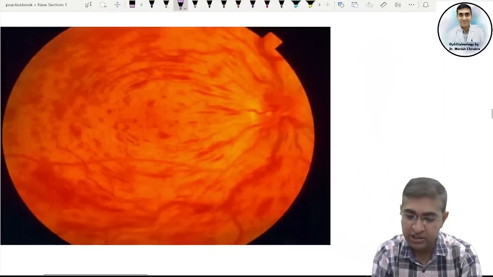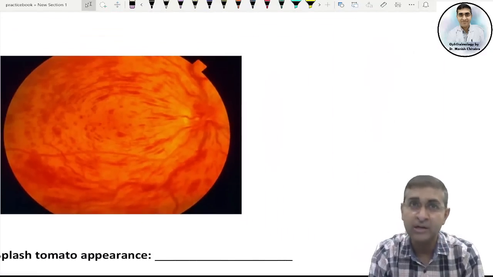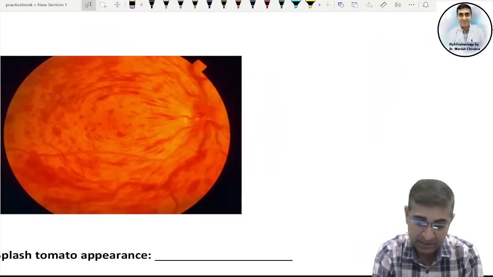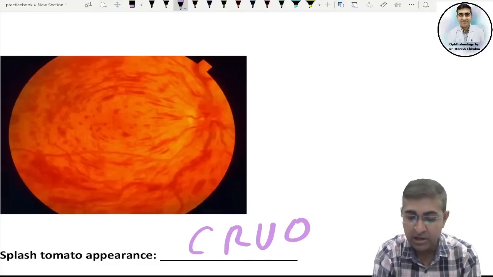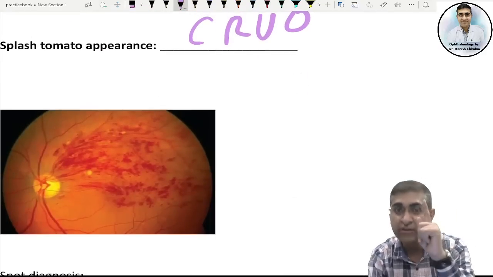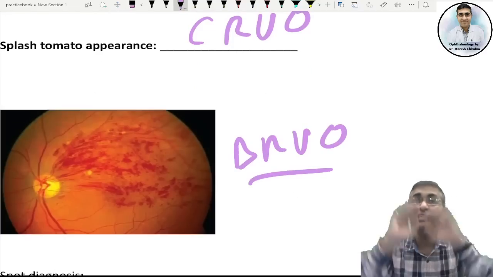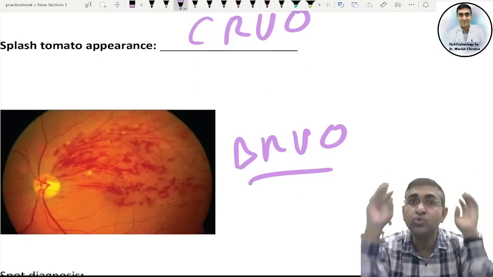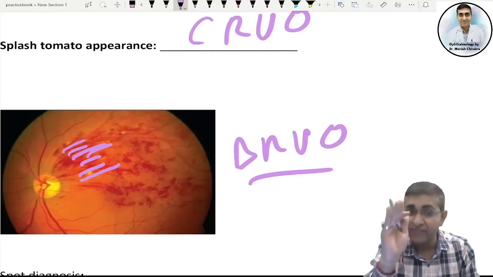Okay, what is this typical image? I have given you recently in my Telegram grand INICET quiz. This is a typical splash tomato appearance which is seen in central retinal vein occlusion. If there is only one branch which is occluded, there will be this splash tomato appearance, not throughout the retina. There will be hemorrhages just around the one vessel which is blocked.